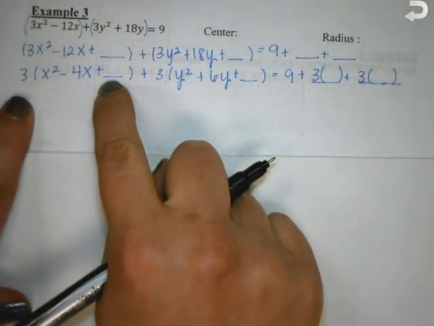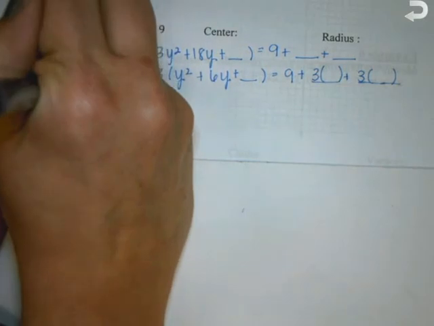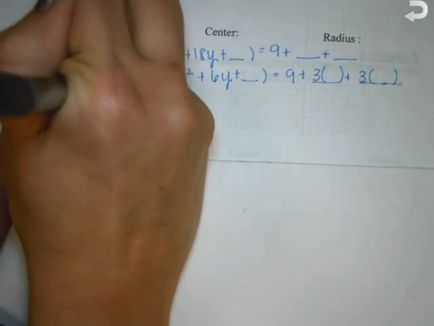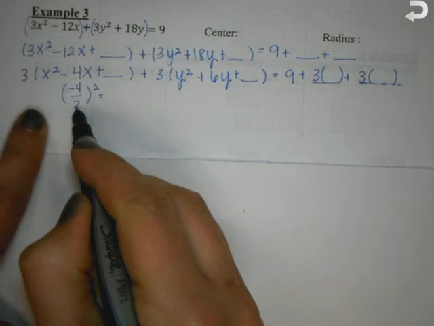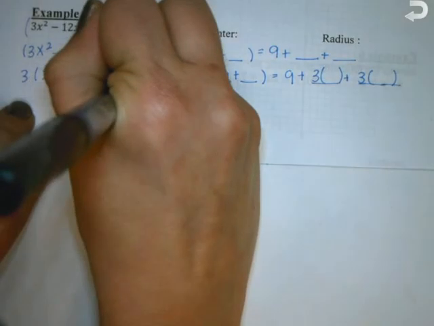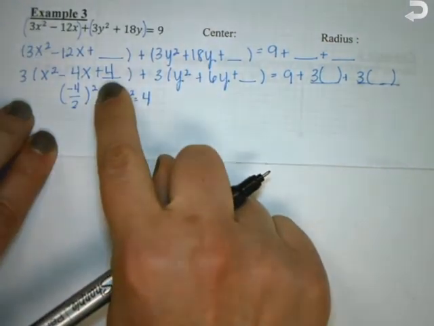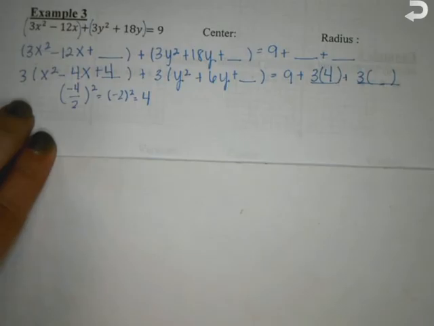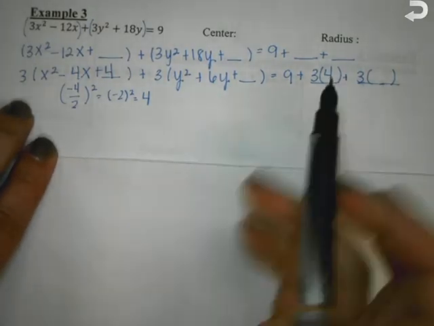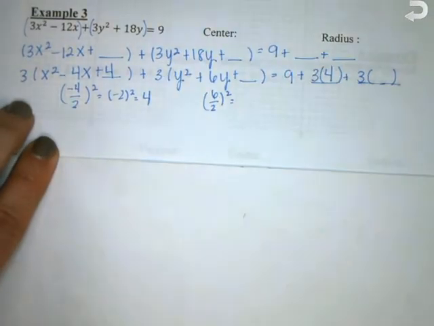Okay, so what goes into the blank here? I take negative 4 divided by 2 squared. Negative 4 divided by 2 gives me negative 2 squared, which is positive 4. So I'm going to put 4 right here and put 4 right here. And then we do the same thing here. So 6 divided by 2 squared gives me 3 squared, which is 9. So we put 9 in those blanks.